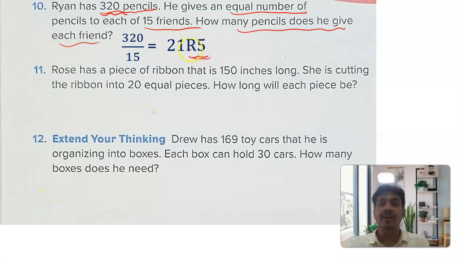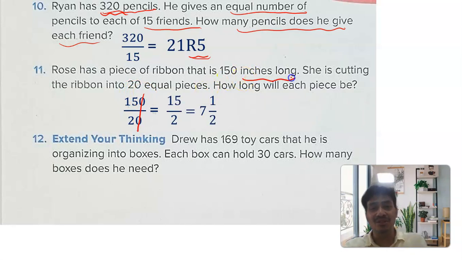Remainder 5. Rose has a piece of ribbon that is 150 inches long. She is cutting the ribbon into 20 equal pieces. How long will each piece be? So we will divide 150 by 20. And then again I can cancel the zeros. So this is 15 divided by 2. And I will write this in fraction format because this is in inches. It is measurable, so we write it in fraction format.